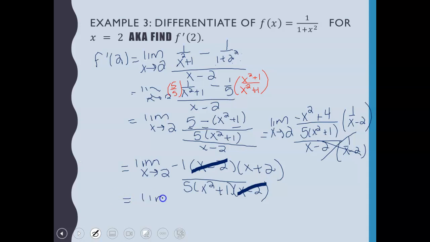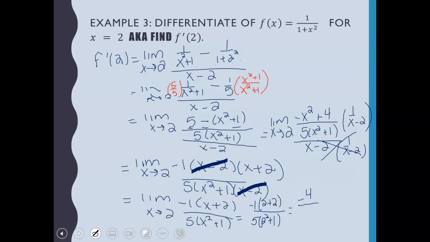Alright, so you get the limit as x approaches 2 of negative 1 times x plus 2 over 5 times x squared plus 1. So at this point I can just plug in my 2. So I have negative 1 times 2 plus 2 over 5 times 2 squared plus 1. 2 plus 2 is 4, so you get negative 4. 2 squared is 4, 4 plus 1 is 5, 5 times 5 is 25.